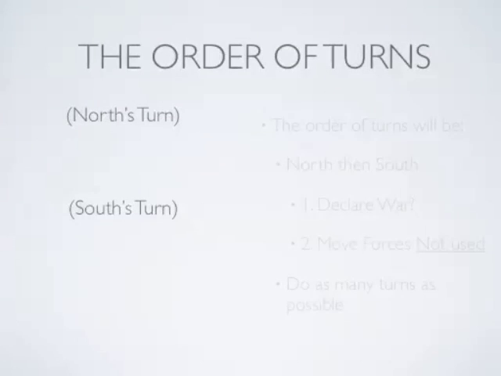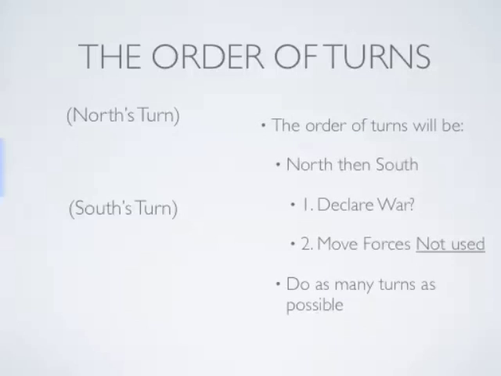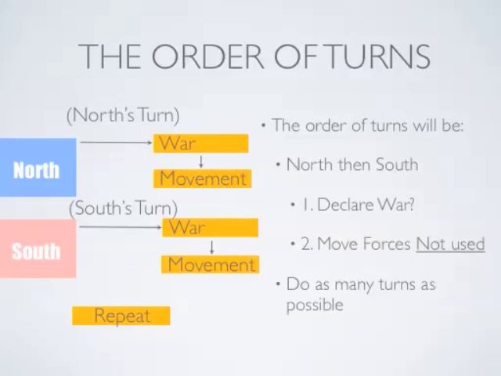We use a system called the order of turns so that everyone has equal opportunities. The North starts and then the South goes. During a turn, the North will declare war. They may declare several battles, and then they'll have movement.